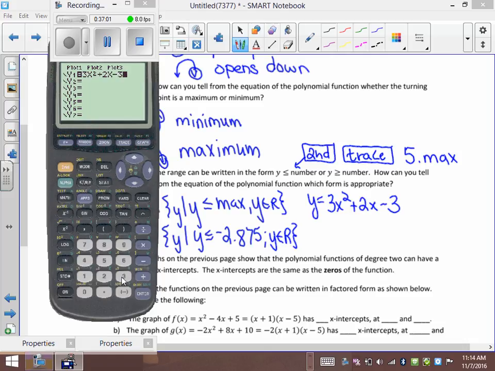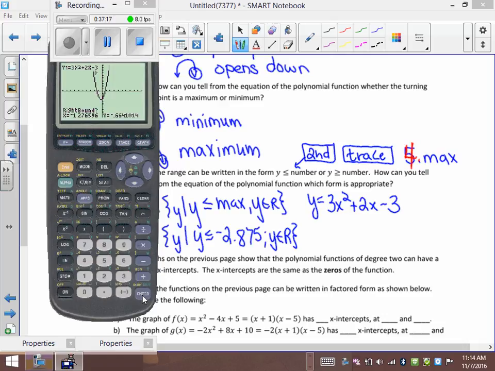Minus 3. So I type it in as minus 3. Press graph. Second, trace, minimum is 3. Maximum is 4, isn't it? I think I put the wrong number. Good one. All right. Left bound.